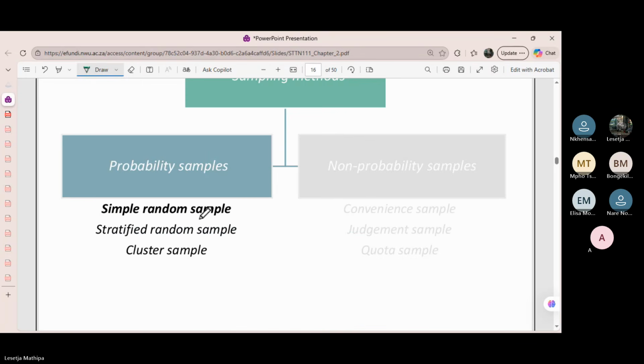Okay. All right. Now let's look at this. Remember what I said, ne? We have two types of sampling methods: probability sampling and non-probability sampling. Under probability sampling, we have three types, which are simple random sampling, stratified random sampling, and cluster sampling. Then under non-probability sampling, we have convenience sampling, judgment, and quota sampling. So remember what I said again. For our calculations, we use only simple random sampling and stratified random sampling.